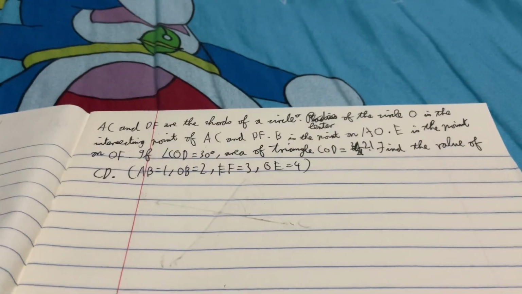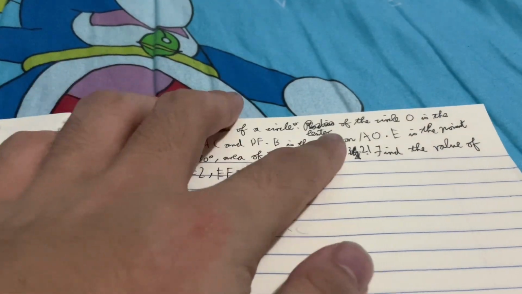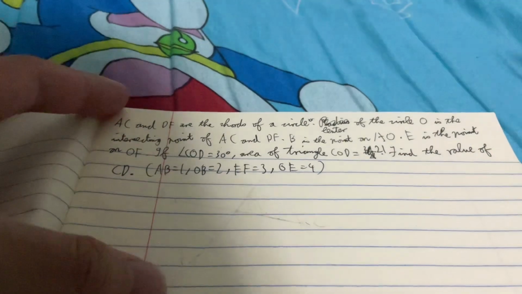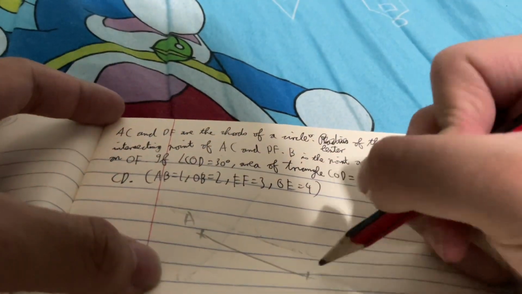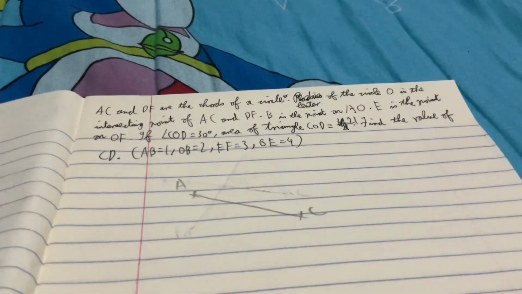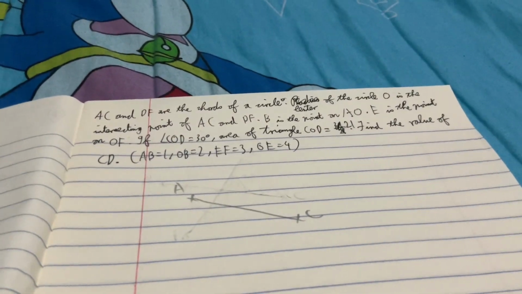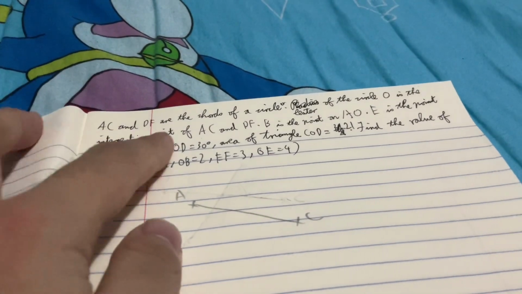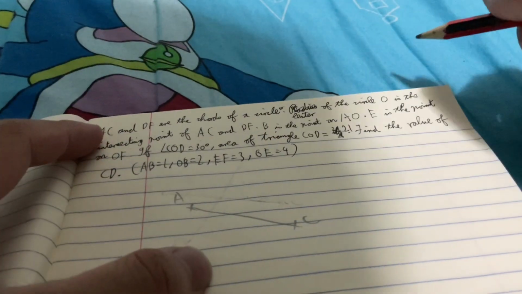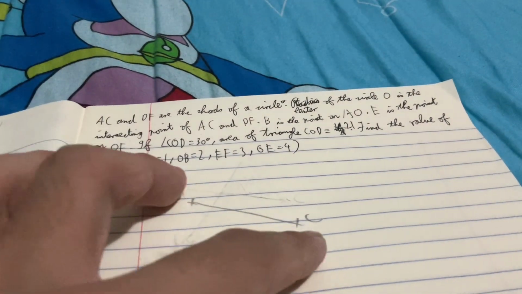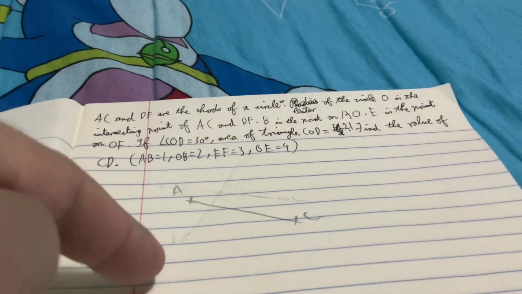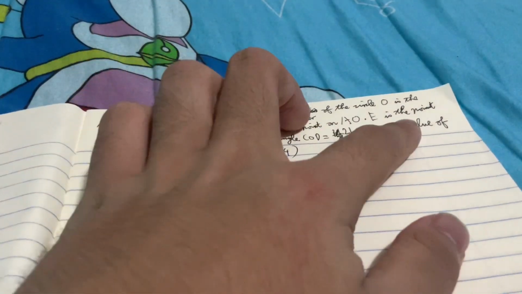AC and DF are the chords of a circle. So I'm going to label two chords, and one is the chord AC. Remember, chords are straight lines. And then DF also. I'm not going to draw DF here that quick because I'm going to read it with the layer part.